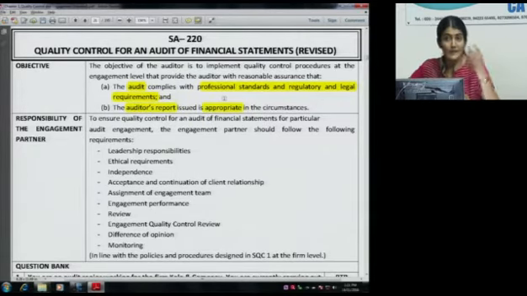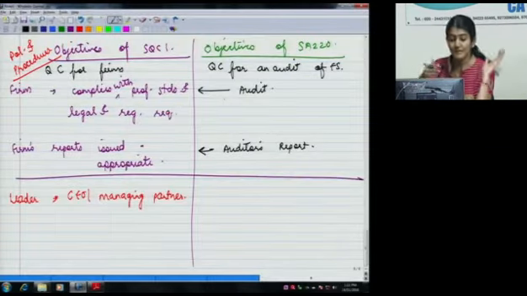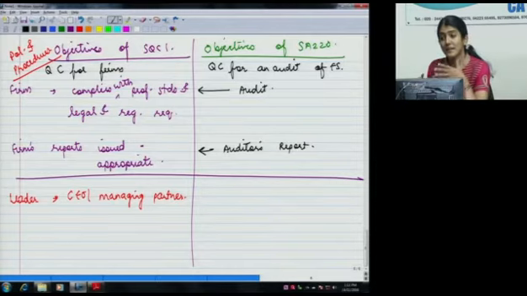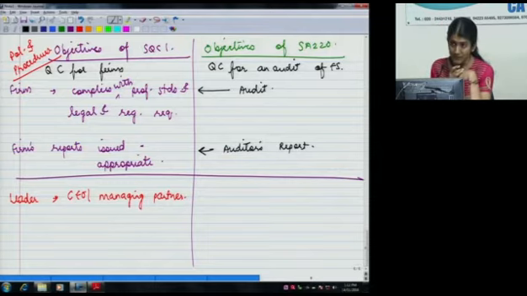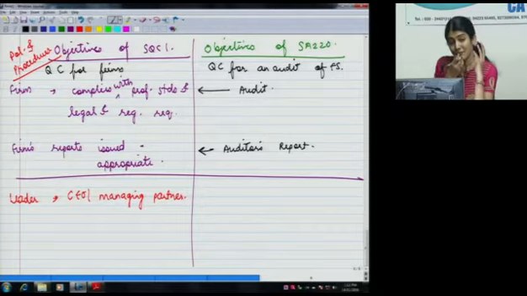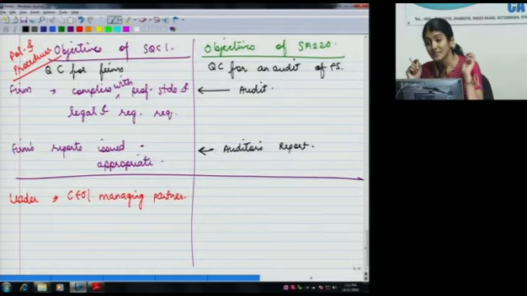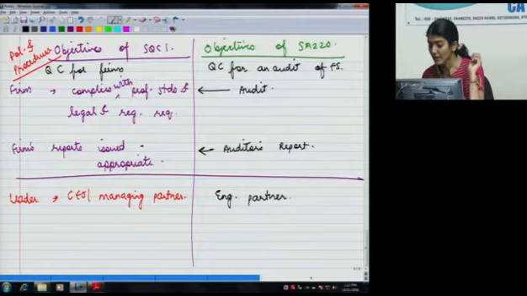So SQC1, they said firm, and SA220, they are saying audit. So look at the titles of the two standards only. SQC1 is quality control for firms, and SA220 is quality control for an audit of financial statements. So obviously what SQC1 talks of at the firm level, same thing SA220 talks of at an audit level. But who is the leader for the purpose of SQC1? The CEO, the managing partner, the senior most partner. Who will be the leader for a particular audit? The engagement partner. Yes, he will be the leader for the purpose of SA220.